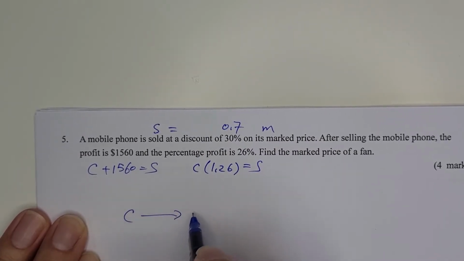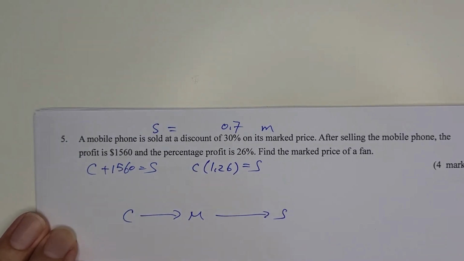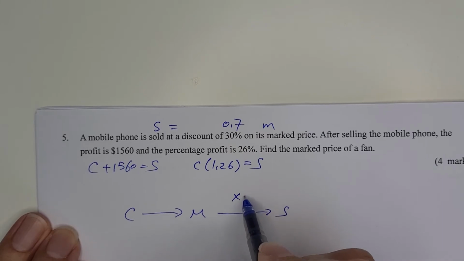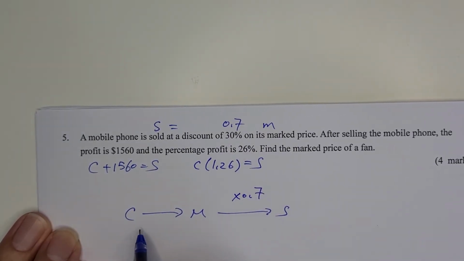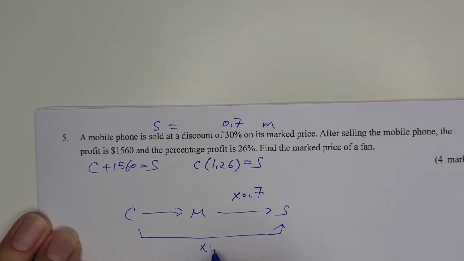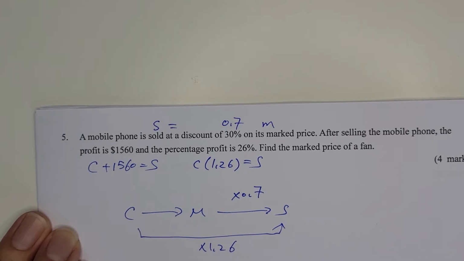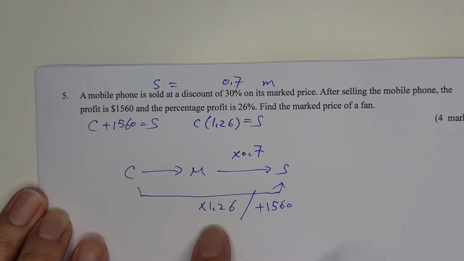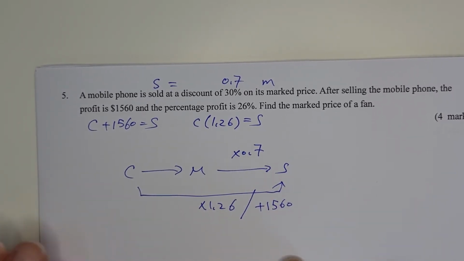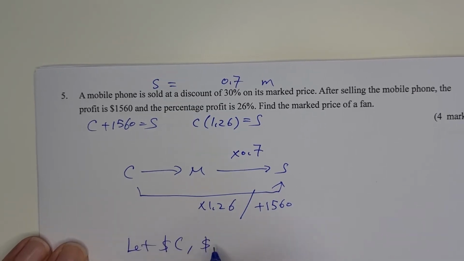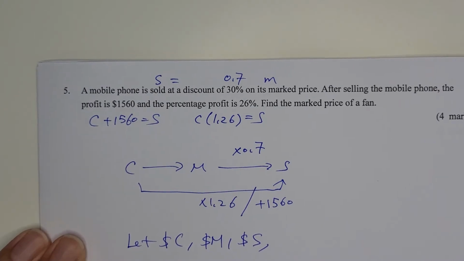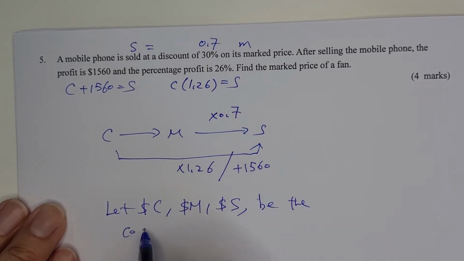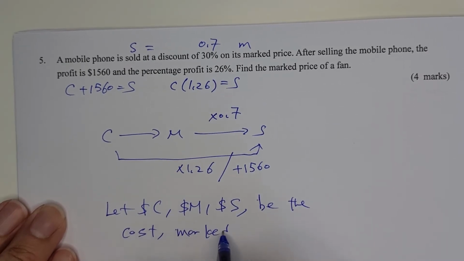Let C, M, S be the cost price, mark price and selling price. Selling price is the mark price multiplied by 0.7. Cost price times 1.26 will equal the selling price. At the same time, cost price plus 1,560 will also equal the selling price. So that's the very big information for us to find cost and selling price.